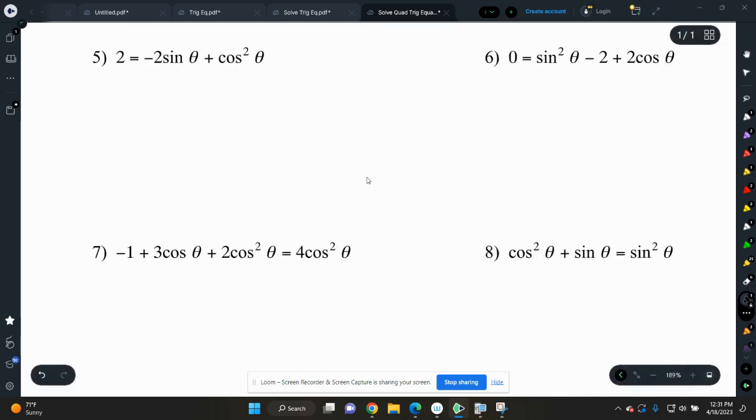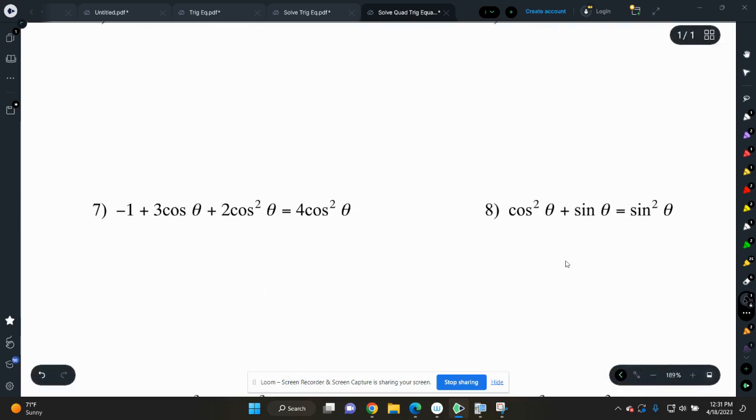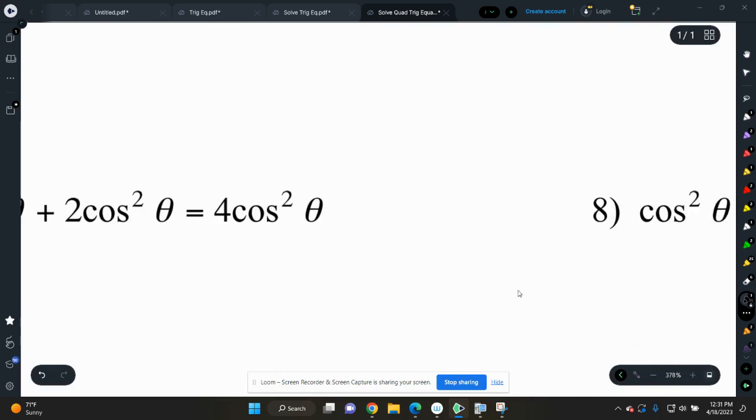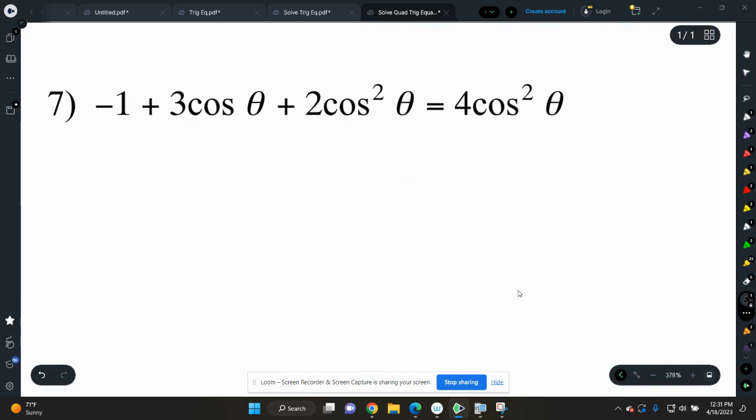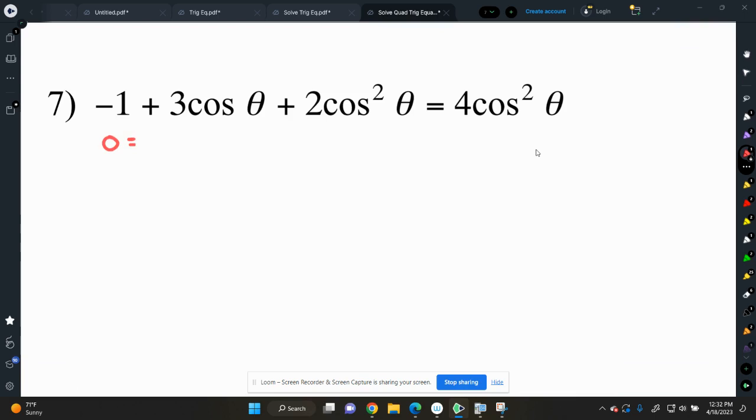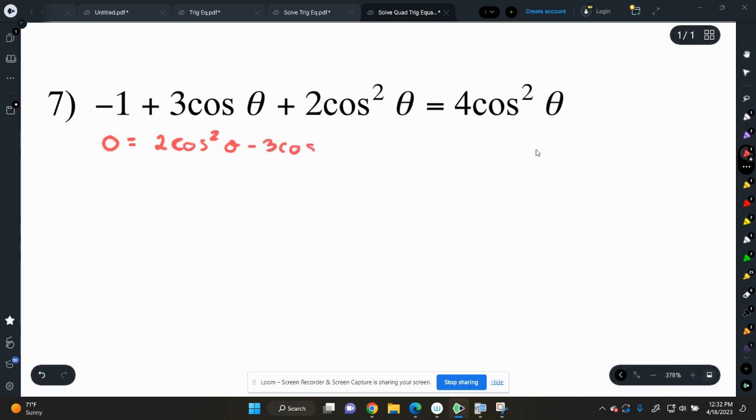So let's see here. All right, let's look at number 7. Okay, what are we going to do first? Get it equal to 0. So we're going to subtract 2 cosine. So it's going to be 0 equals 2 cosine squared theta minus 3 cosine theta plus 1.